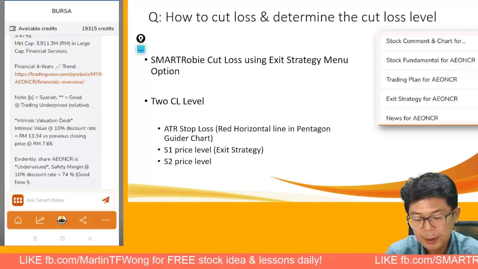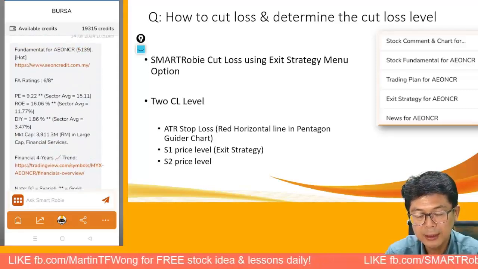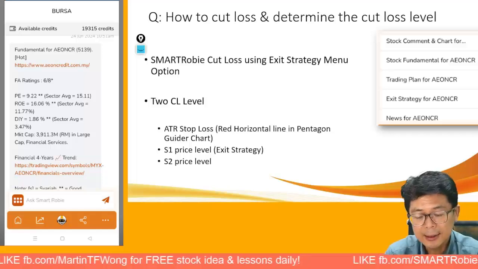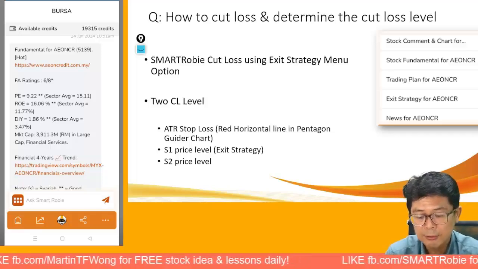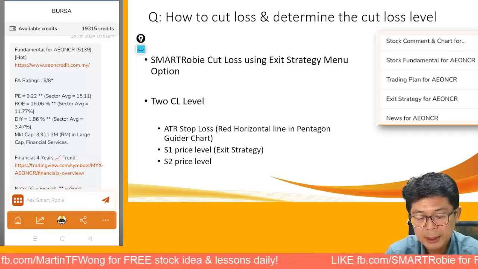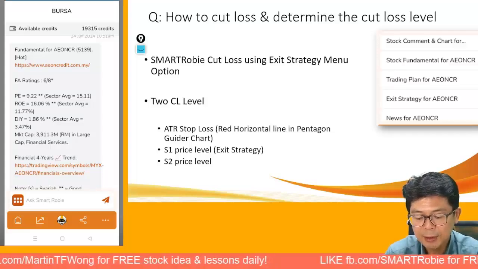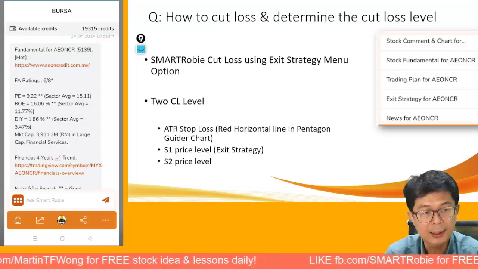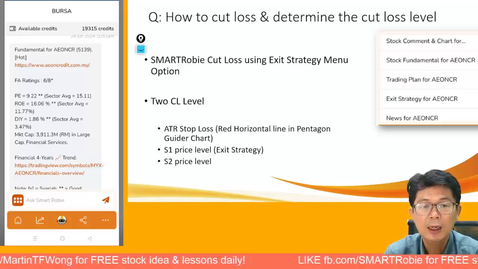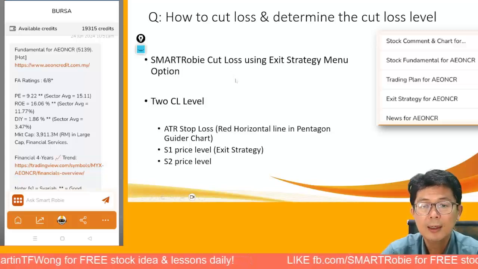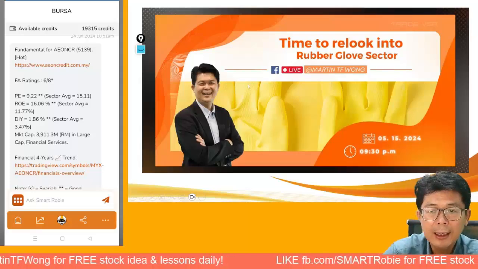Let's look at Aeon Credit now. What is the stock level? The stock level is 6 out of 8. And again, I say 6 out of 8, it is a good fundamental stock because the PE is 9 times, less than 15 times, with the ROE of 16%. And that ensures you have a good undervalued stock. All right, so that's what I want to cover today.